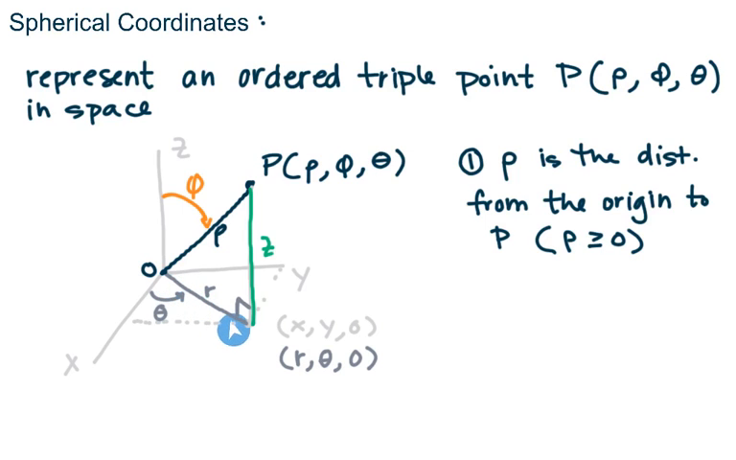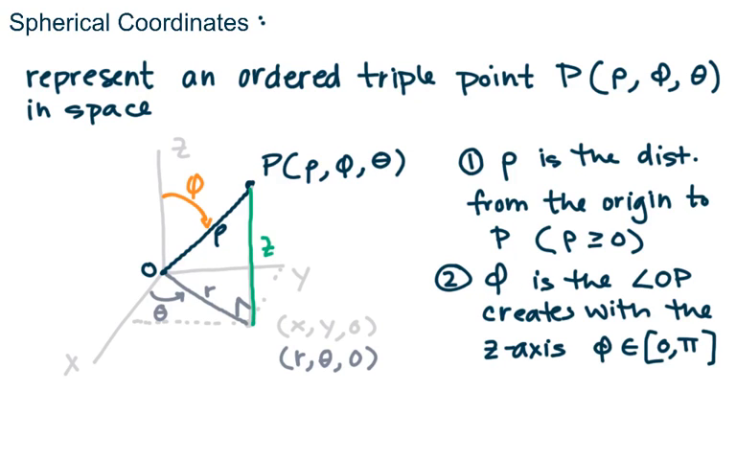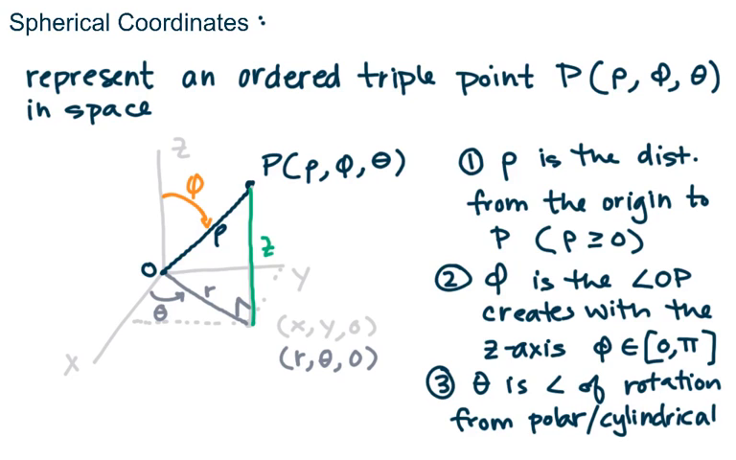Just like when we are dealing with r in polar coordinates, we can have a negative r, but it would go in the opposite direction. We don't want to deal with a negative rho because that would shoot down into the opposite direction as well. Phi is that angle that the segment OP creates with the z-axis. And phi can actually be a measure between 0 and pi, or 0 and 180. And lastly, theta is that positive angle rotation, considering back to using cylindrical or polar.